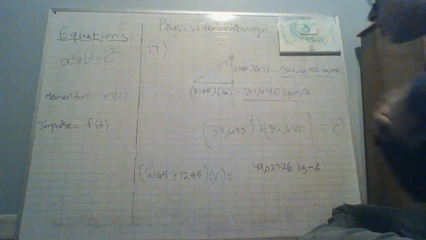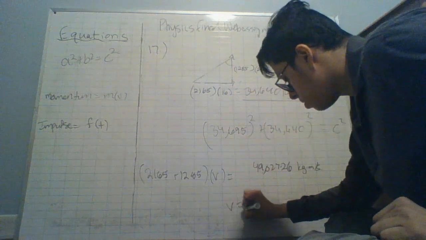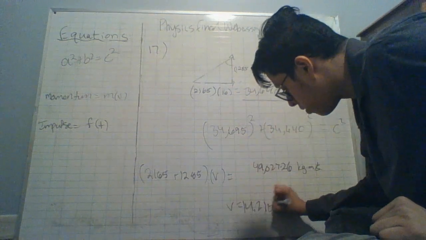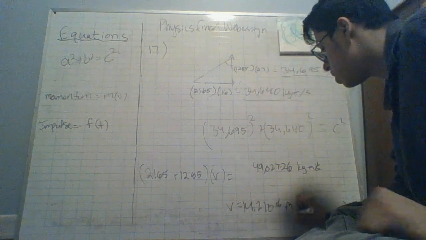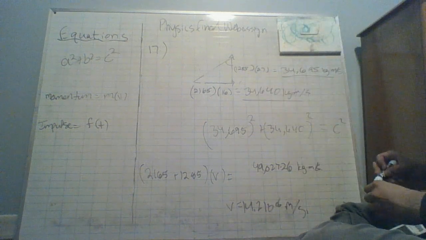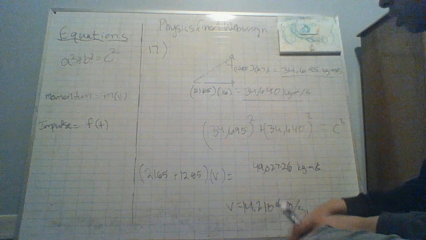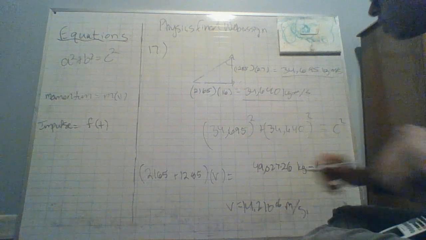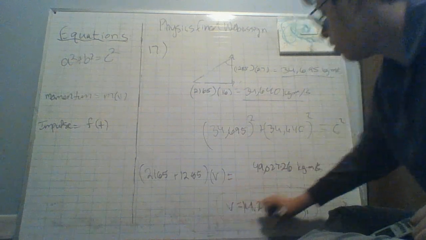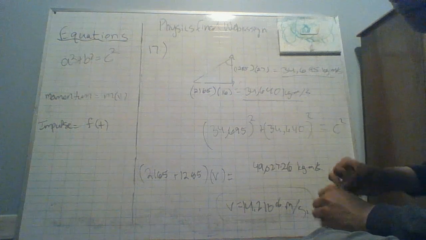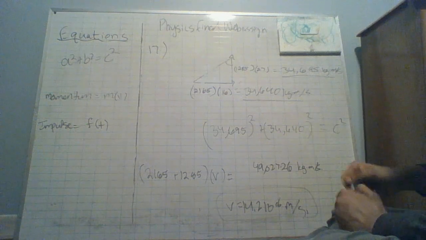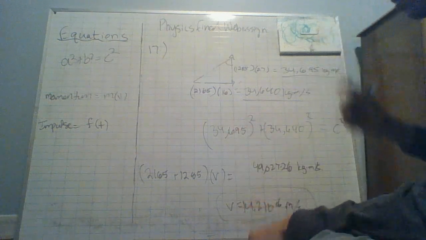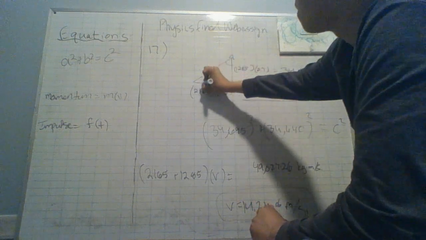And your velocity is equal to 14.2108 meters a second. And that's your velocity. So that's going to be your answer for the second part. And for part A, you're going to find the degree, right? So now you got the question.